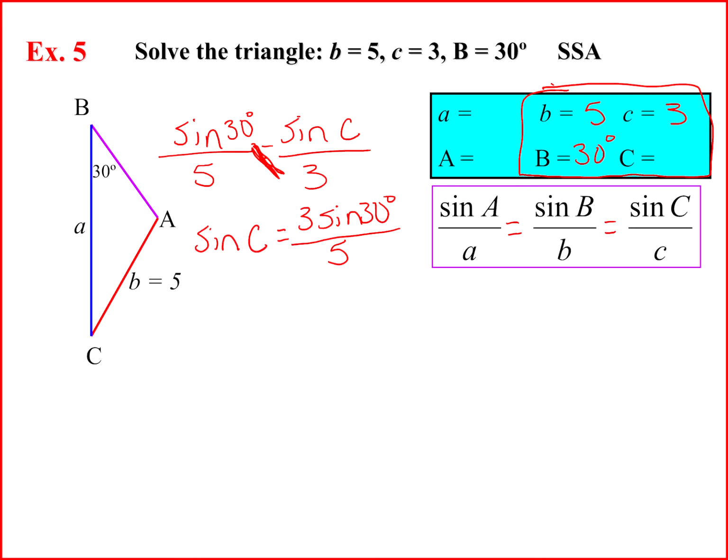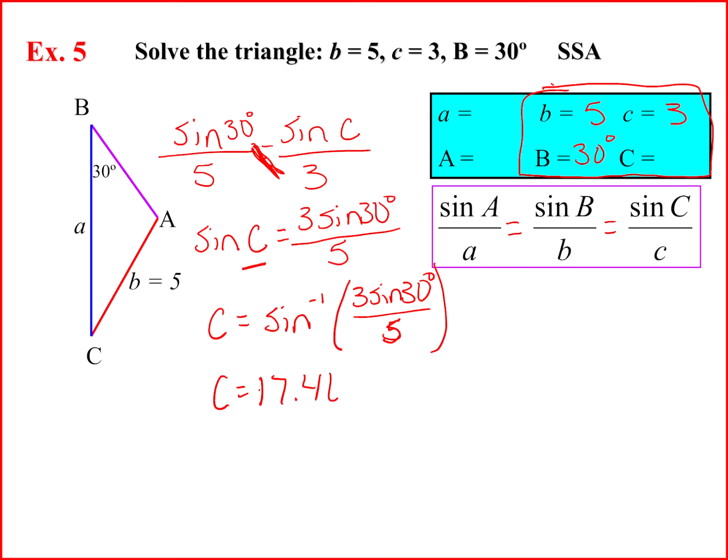Think about cross multiplying. But to get the angle, remember we have to use the inverse in our calculator. So to get angle C, you're going to have to do the inverse sine of all of this. So it's inverse sine of 3 sine of 30 over 5. I highly recommend you work on calculating that and how you put it in the calculator. So when you do this, you should get 17.46 degrees. So my C up here is 17.46 degrees.